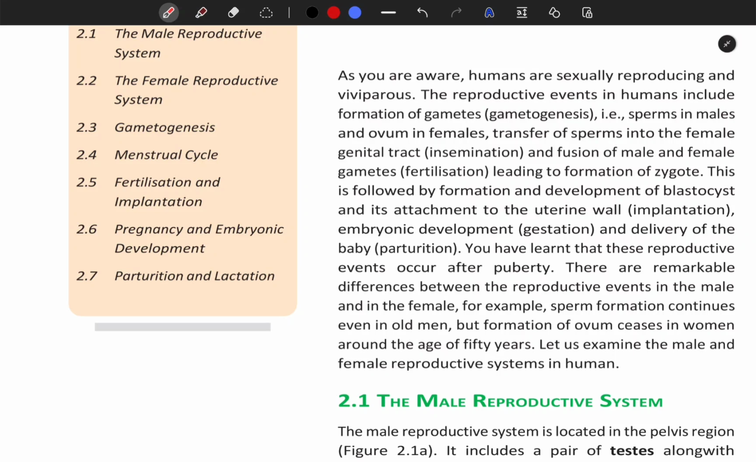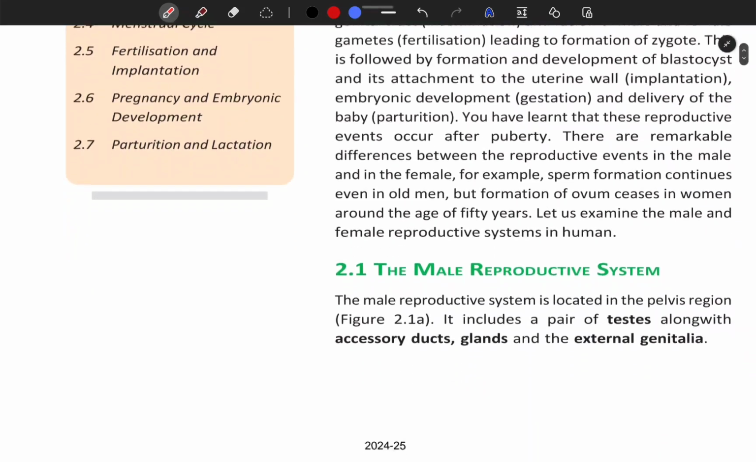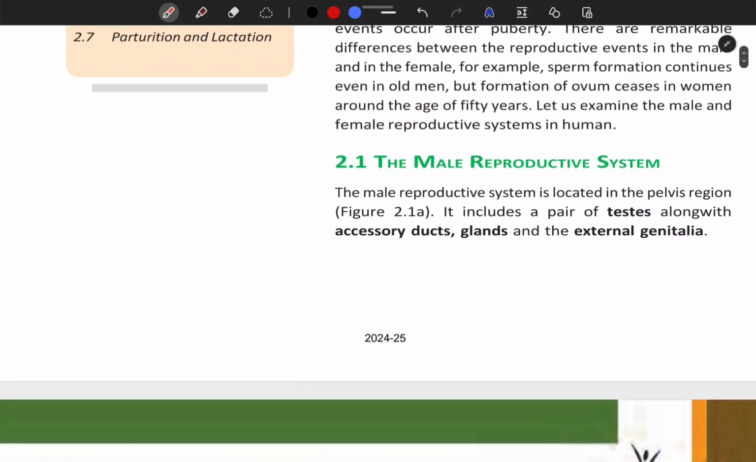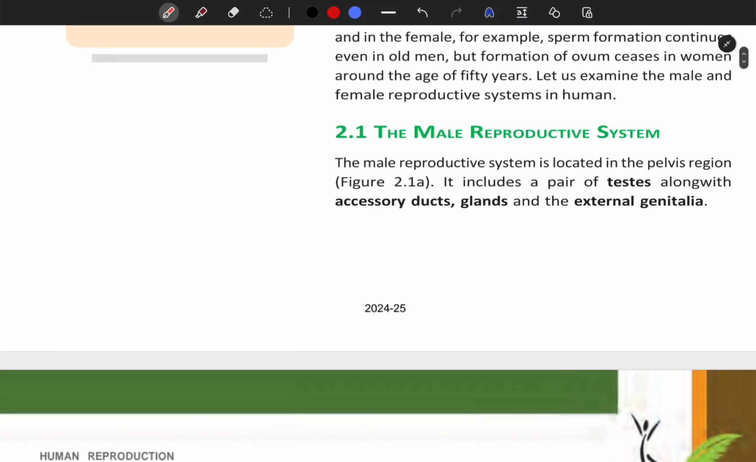There are remarkable differences between the reproductive events in the male and in the female. For example, sperm formation continues even in old men, but formation of ovum ceases in women around the age of 50 years. Let us examine the male and female reproductive systems in human.